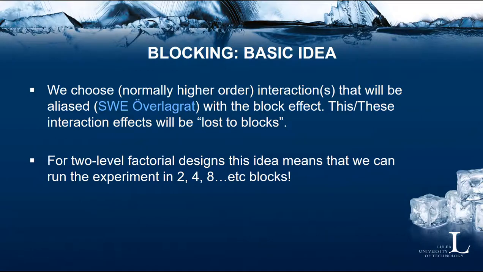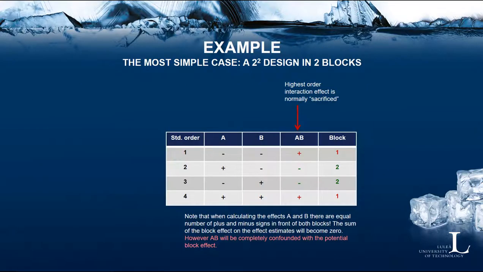So I will illustrate this idea with a very simple example. We take the 2 to the 2 design, a two-level factorial design in 2 factors, and we want to run it in 2 blocks. This idea means that we take the highest order interaction available. In this case, we only have the AB interaction. This is sort of sacrificed to blocks.